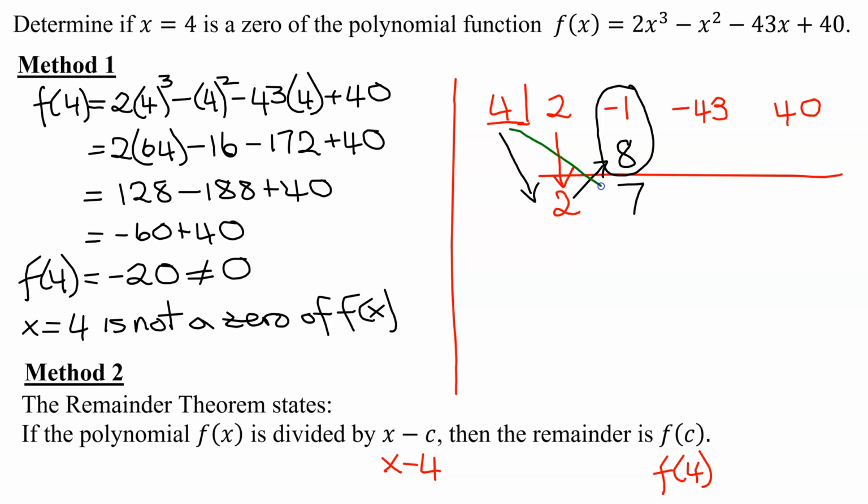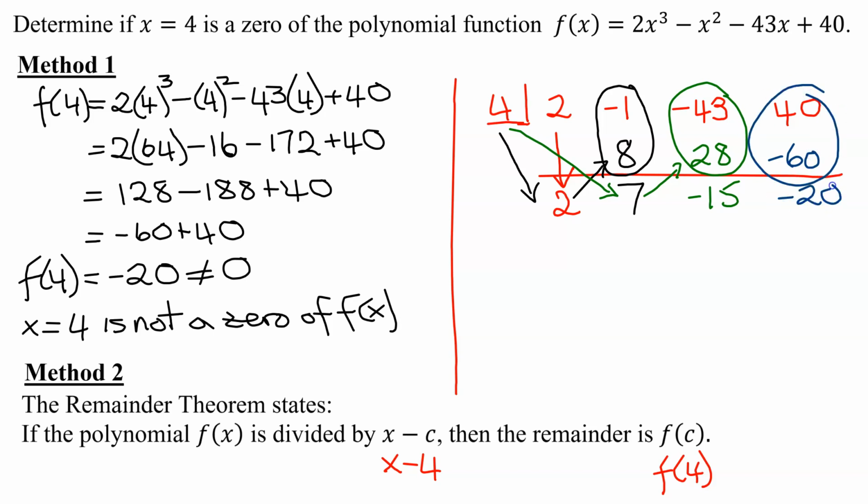Now repeat the process. 4 times 7 is 28. Write the answer up here. Add negative 43 and 28. You get negative 15. Last one. I'm not going to draw any arrows. It gets too confusing. 4 times negative 15 is negative 60. Add 40 and negative 60, I get negative 20. So the remainder is f of 4. So f of 4 is equal to negative 20.